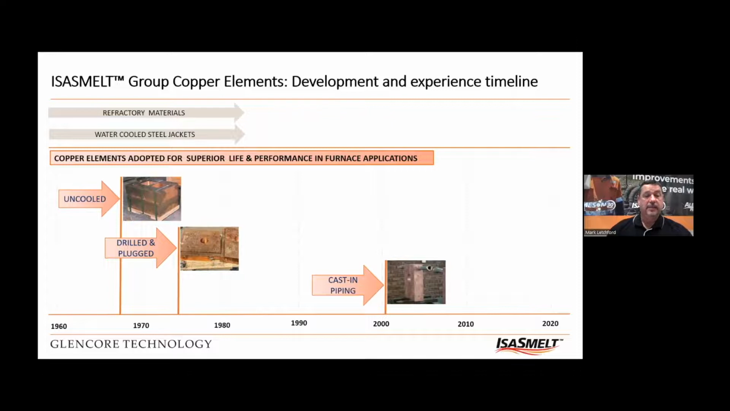It was in the late 60s that uncooled copper blocks were first used in our reverberatory furnaces in Mount Isa. And it wasn't too many years until Townsville was making us some of those drilled and plugged elements, especially for tapping blocks and for burner ports. They were introduced in the early to mid 70s. And those have undergone generational change ever since and improvements along the way. And then in the early 2000s, we turned a lot of attention to going to cast copper with cast-in piping, because that offered us superior benefits, and I'll describe a lot of those benefits later.